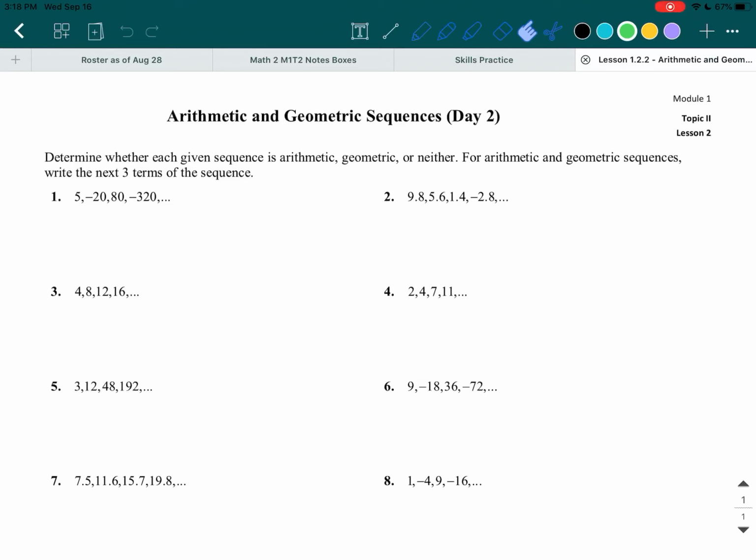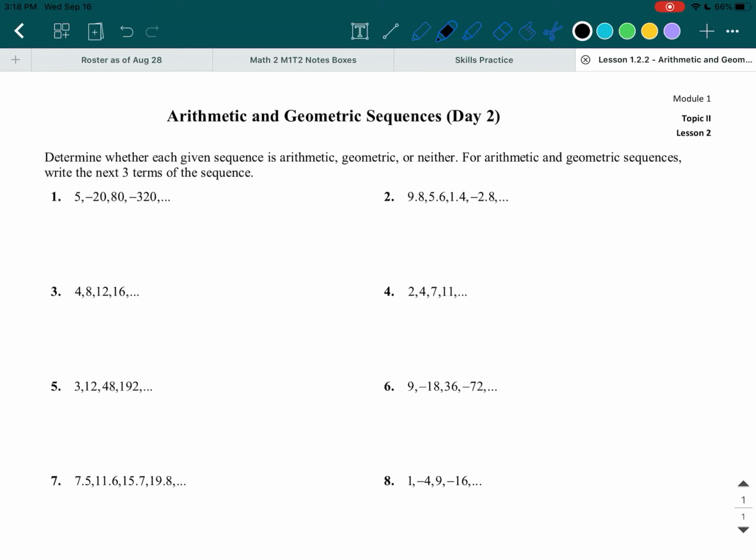Alright, so we are continuing our lesson on arithmetic and geometric sequences. Today is the second day. So today we're going to read the instructions, which says, determine whether each given sequence is arithmetic, geometric, or neither. For arithmetic and geometric sequences, write the next three terms of the sequence.